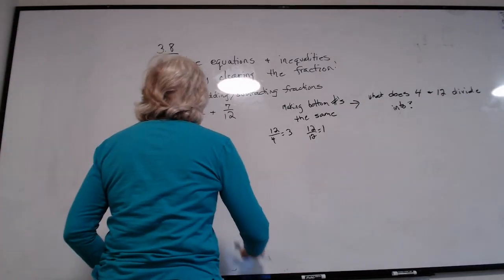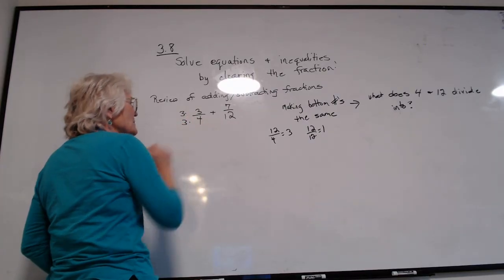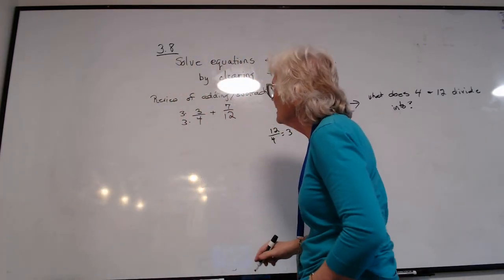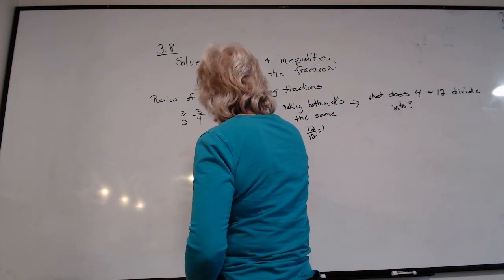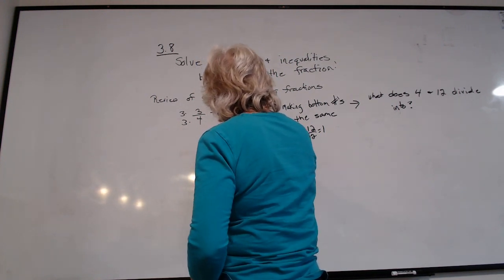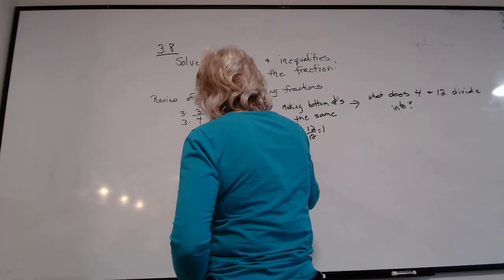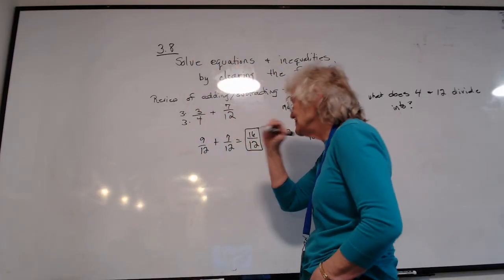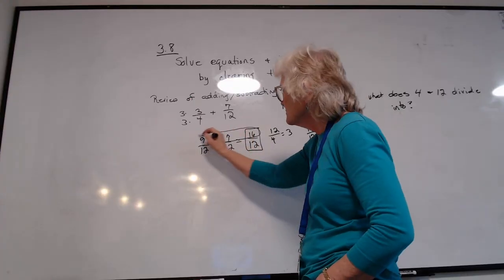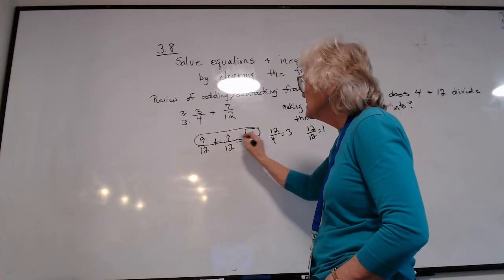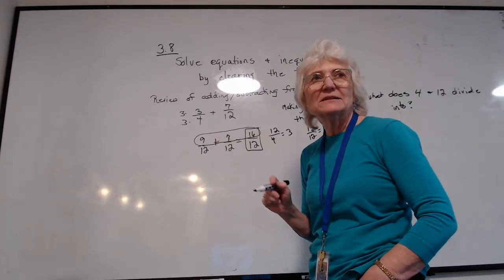Let's do this one. So I'm going to multiply this one by 3 and 3, so that gives me 12 on the bottom. Okay, so I get 9 twelfths plus 7 twelfths. And when we add them, we get 16 twelfths. What we're going to find out is, see this statement? It's a true statement. 9 plus 7 is 16.